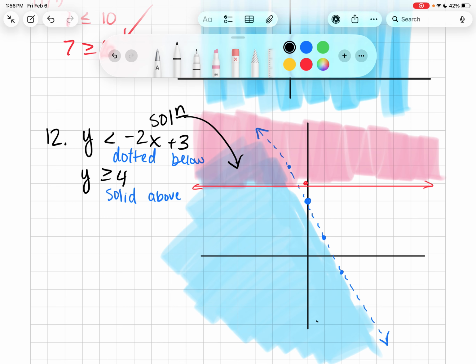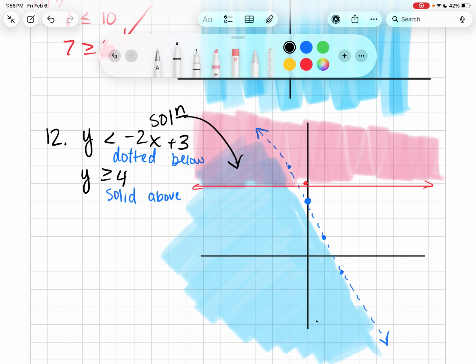Do we have to draw the line with the color of like the shader? No, you can do that in a pencil. I'm just doing it so that you can see where I'm doing everything, but no, you don't have to.